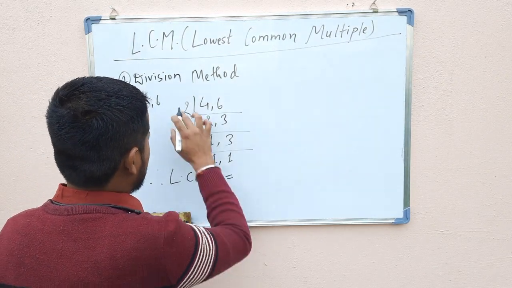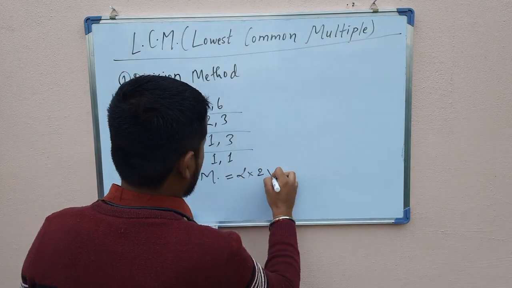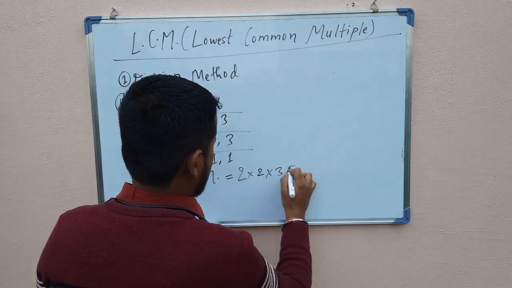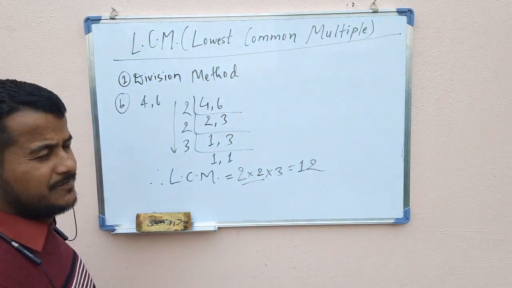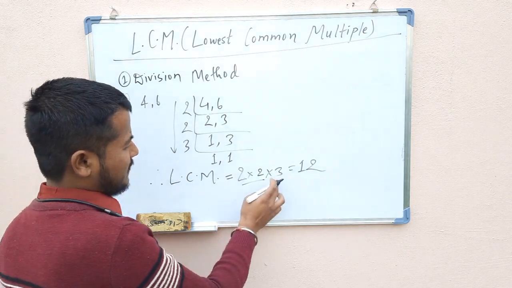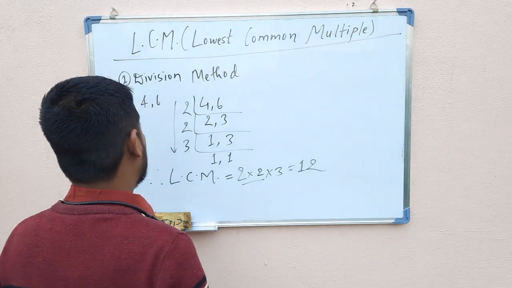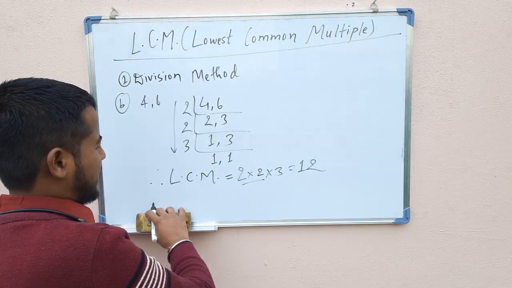LCM is equal to how much? Now you should multiply all of this from up to down. 2 into 2 into 3. How much? 2 2s are 4, 4 3s are 12. The answer became 12. Do not get confused in this topic, okay? Now this is the division method.